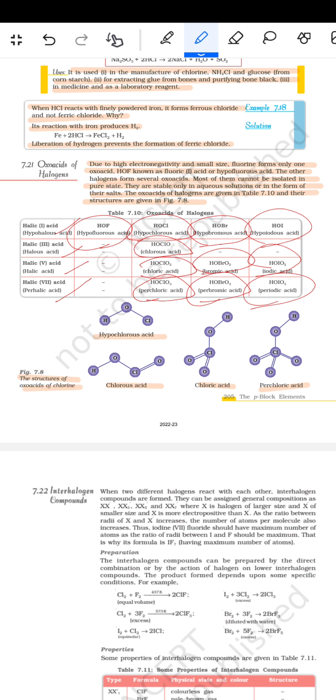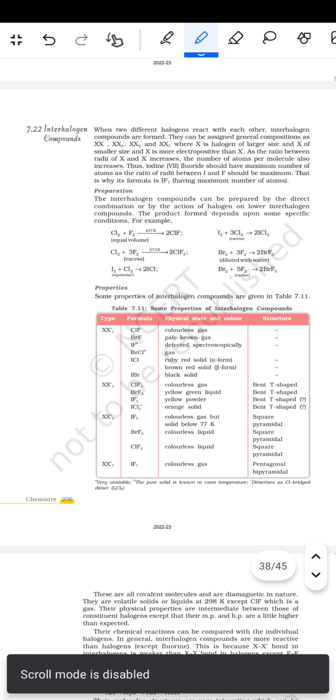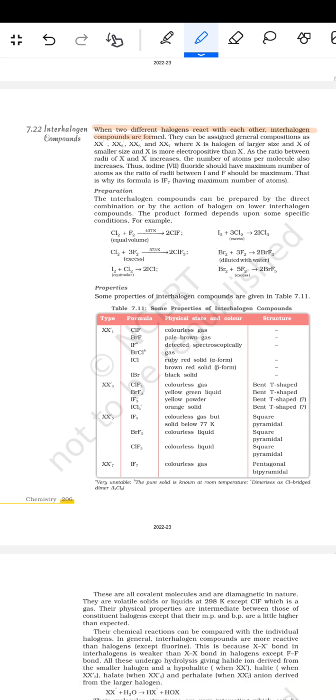Interhalogen compounds. When two different halogens react with each other, interhalogen compounds are formed. They can be assigned the general composition XX', XX'3, XX'5, XX'7, where X is the halogen of larger size and X' of the smaller size, and X is more electropositive than X'.